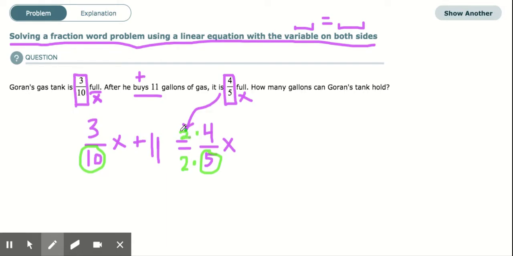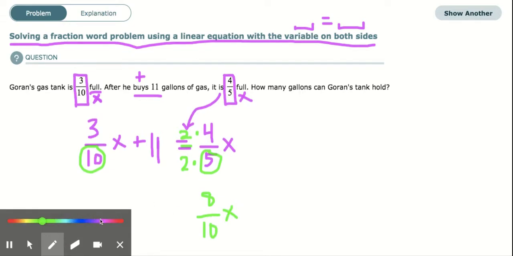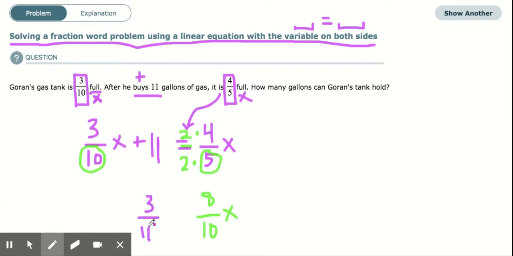And the reason for that is because when you're multiplying by 2 over 2, you're really multiplying by 1. And when you multiply by 1, you're not really changing anything. So 2 times 4, 4/5 x. Another way to write that is 8/10 x, right? This stays the same. So 3/10 x plus 11 equals 8/10 x.